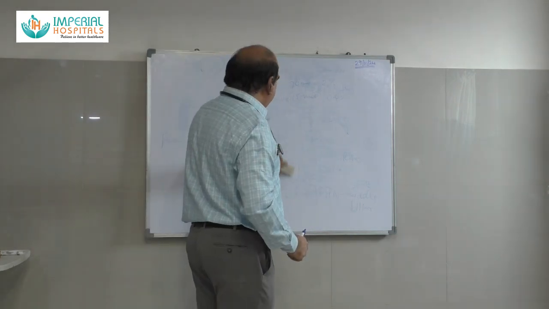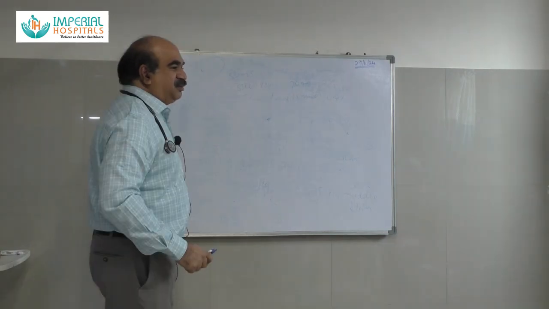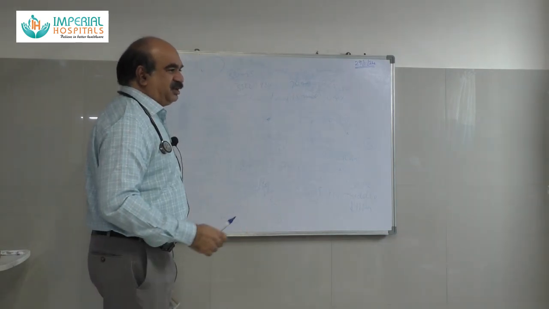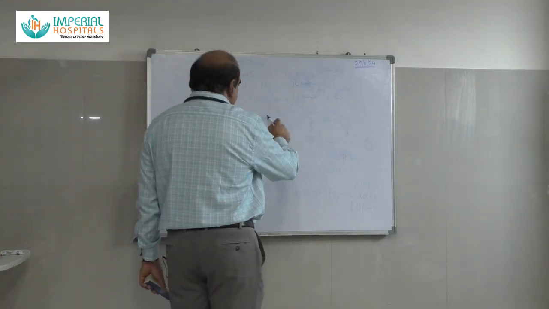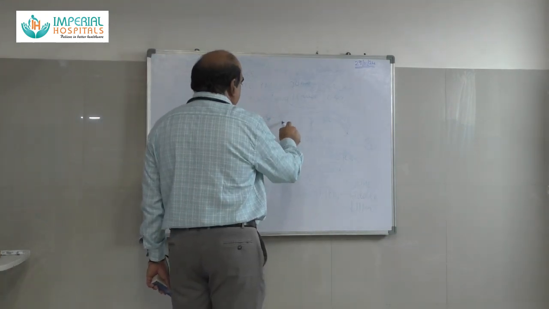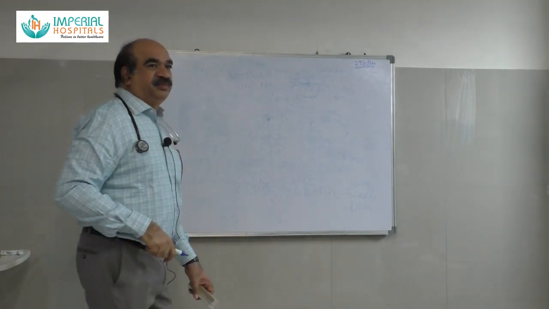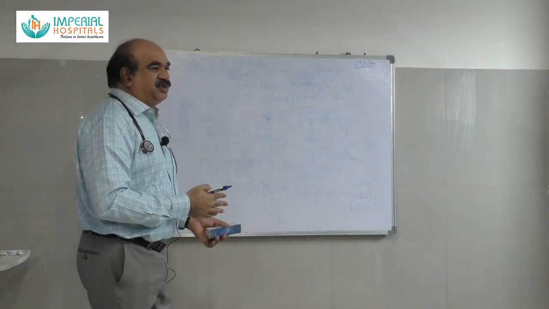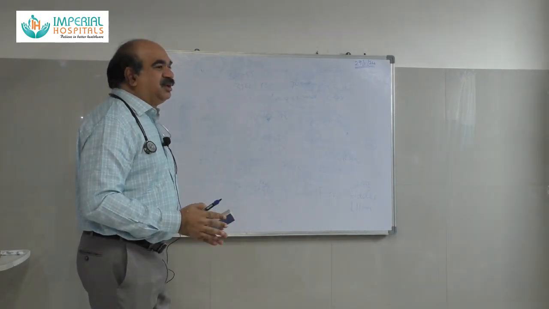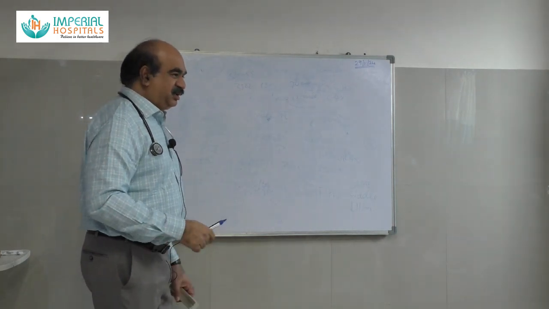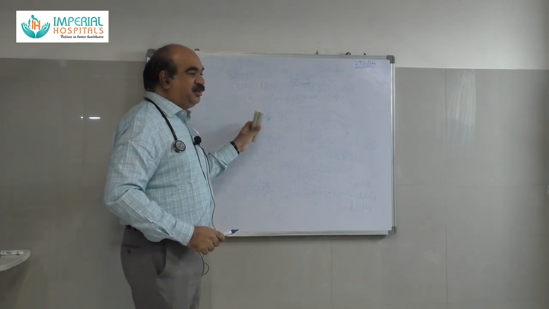So with diarrhea, how much will be the potassium loss? What is the normal stool potassium value? It is around 10 milliequivalents per liter, 5 to 10. The stool loss of potassium is 5 to 10 milliequivalents. Sweat loss is from 0 to 10. Renal loss is around 40 up to 120. So normal stool loss is 5 to 10 milliequivalents per liter.